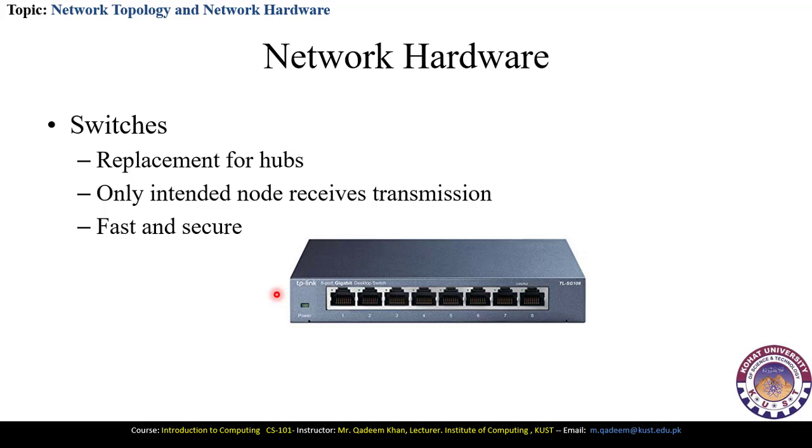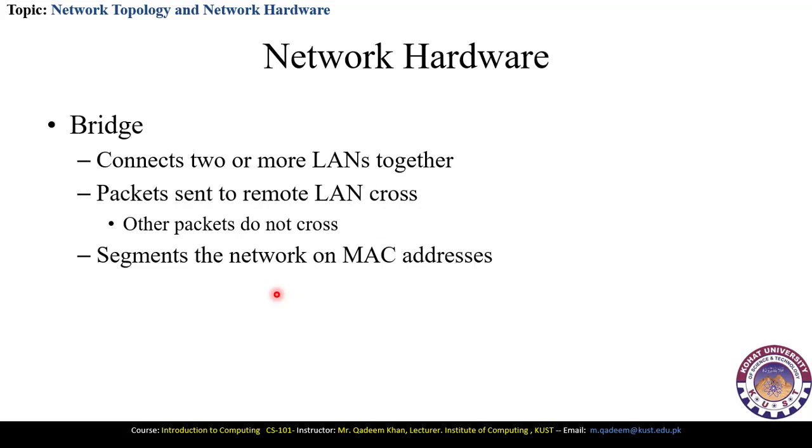It can be installed very easily, and it is very secure, but it's also very fast. Another network hardware is called the bridge. Exactly like when we connect two cities to each other, we use a bridge. The bridge connects two or more big areas. So it connects two or more LANs together. Packets sent to a remote LAN cross, and other packets do not cross. It means that if one packet is sent, then the other packets will wait until it uses the bridge, and then the other packet will be transferred.